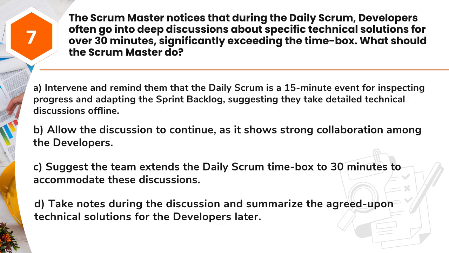A. Intervene and remind them that the daily Scrum is a 15-minute event for inspecting progress and adapting the sprint backlog, suggesting they take detailed technical discussions offline. B. Allow the discussion to continue, as it shows strong collaboration among the developers. C. Suggest the team extends the daily Scrum time box to 30 minutes to accommodate these discussions. D. Take notes during the discussion and summarize the agreed-upon technical solutions for the developers later.